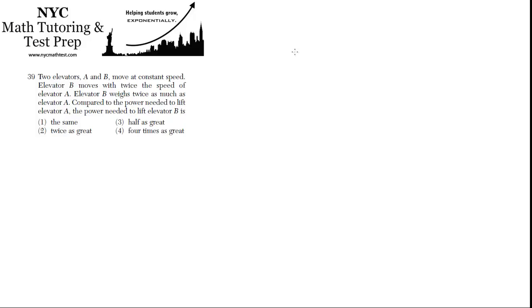Okay, so let's jot down some things that we know about elevator A and elevator B. They both move at constant speed, right? But elevator B is twice as fast. So A has a particular velocity, and B has a particular velocity that's double that of A. So if we call this V sub A, velocity B is 2 times V sub A, right? It moves twice as fast, so it's double the velocity of A.